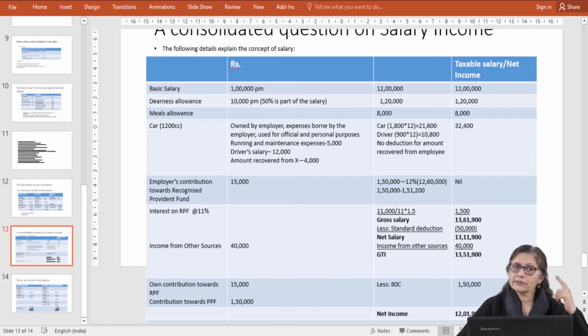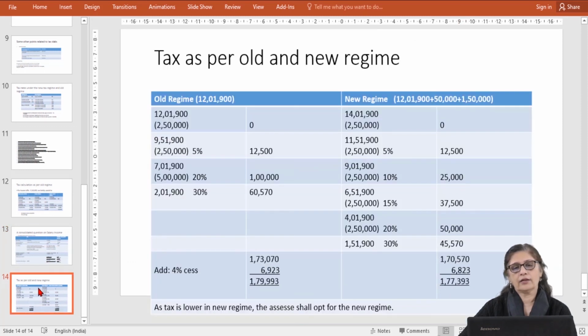Now, if we calculate tax as per the old regime, we will pay tax on 12 lakhs 1,900. But if we choose to pay tax as per the new regime, you have to add back, one, this 50,000 standard deduction, and two, deduction under 80C, because this is not available under the new regime. So we add 2 lakhs and then you have to pay tax on 14 lakhs 1,900. If you are paying tax at a higher rate, you are paying on 12 lakhs 1,900. If you are paying tax at a lower rate, you are paying it on 14 lakhs 1,900. So this is a comparative analysis.